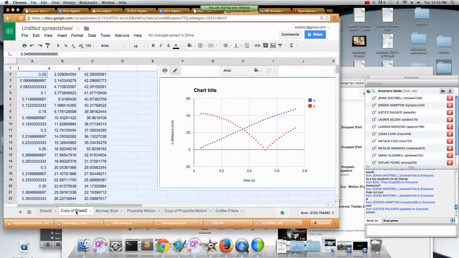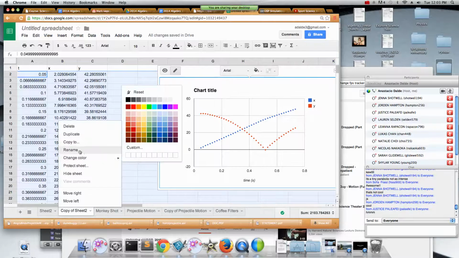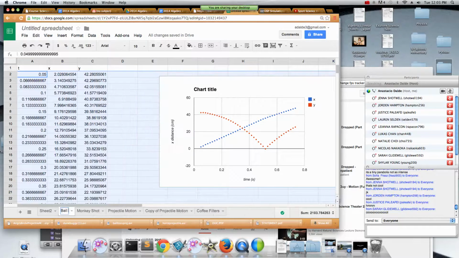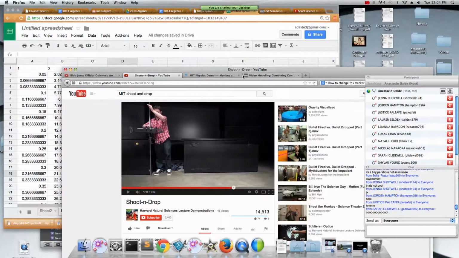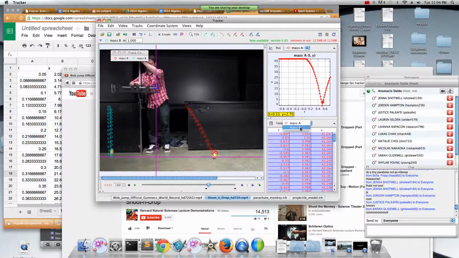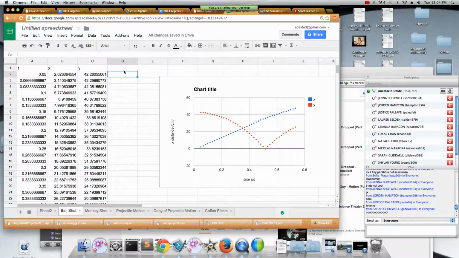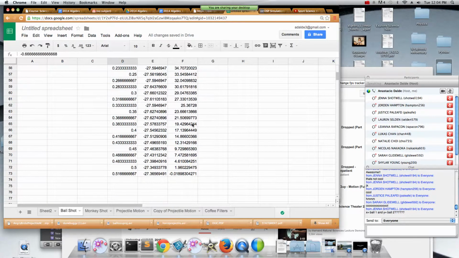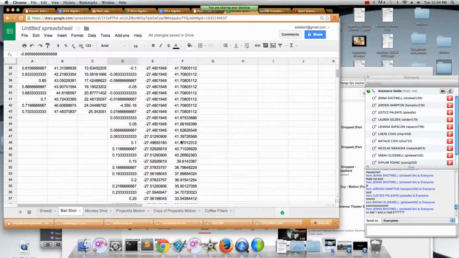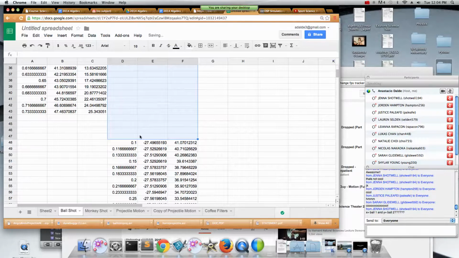So this is the ball shot. Let's call it the ball shot. And I'm going to get the X and Y position for the ball dropped. Let's get that one. So I want my tracker data, and I'm going to get the data for mass A. I'm going to copy and paste it right here. But I'm going to delete this data over here, all the way up to where it says, there we go. All of this one right here. Delete that data.